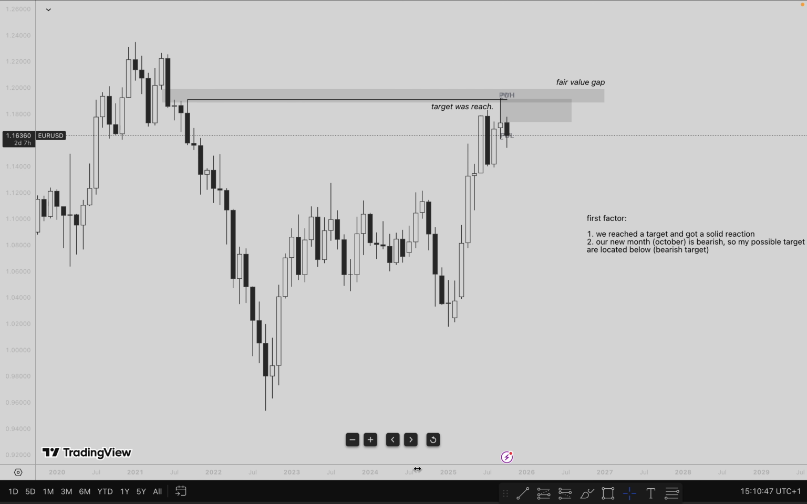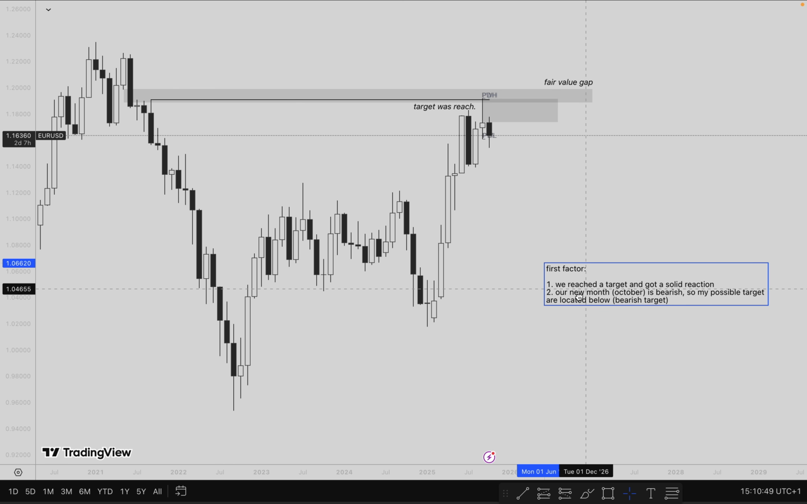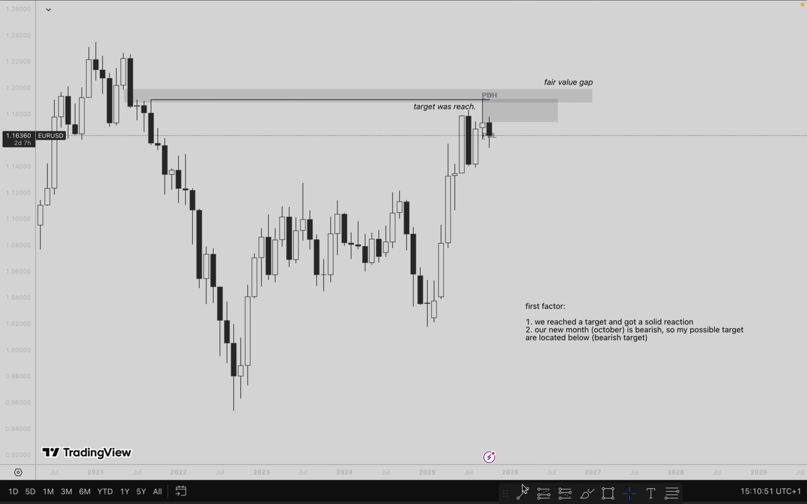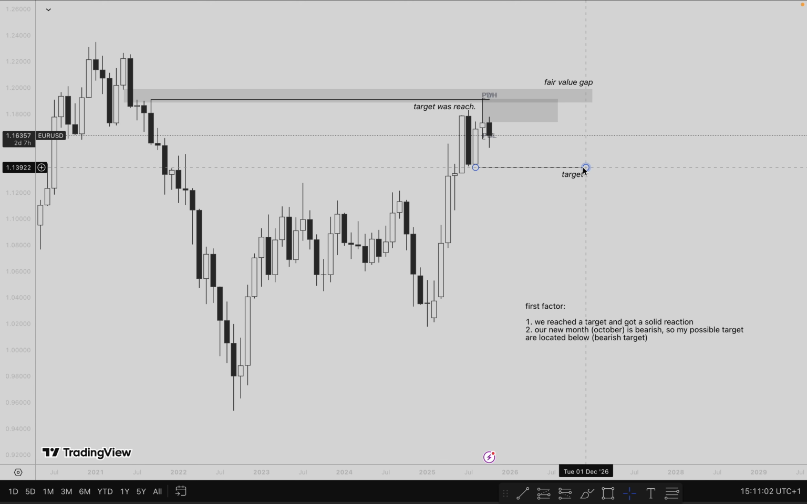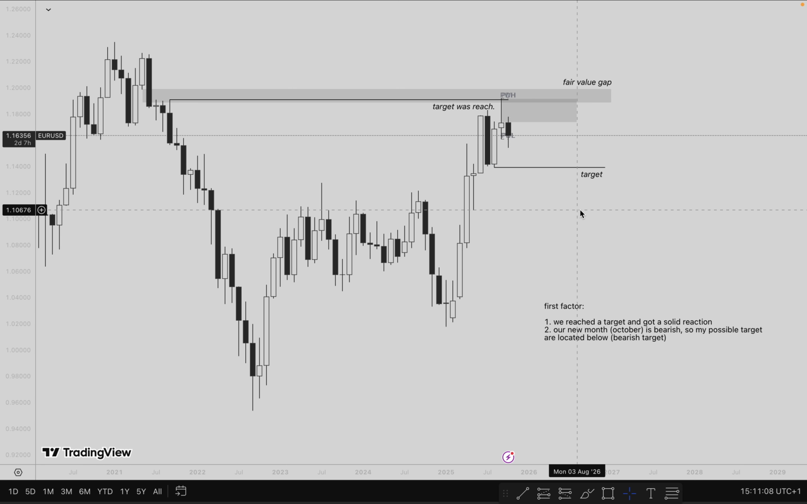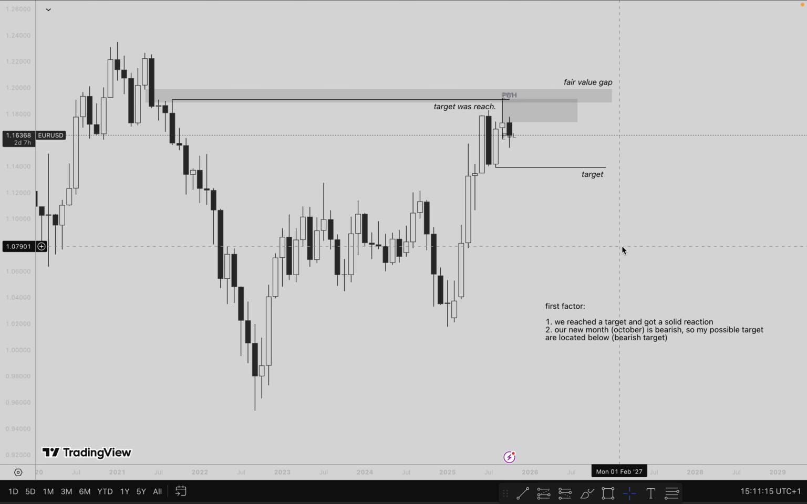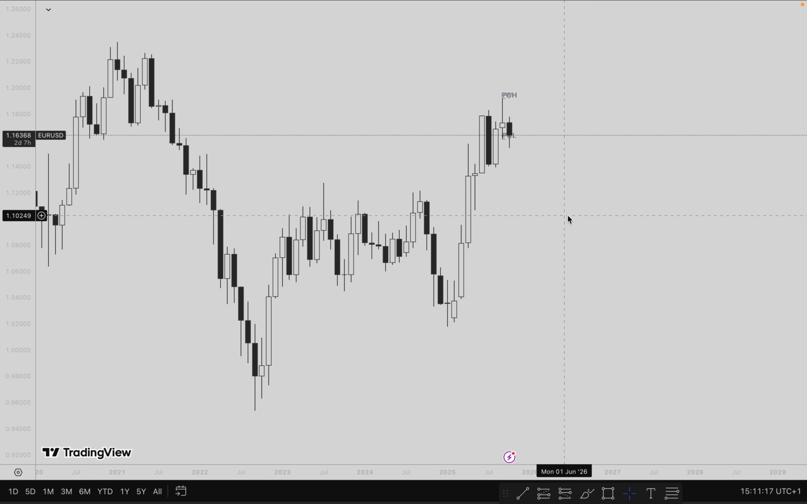As a target, I usually choose external or internal liquidity. The closest external liquidity that we can see right here is this fractal. So this will be my main target for this month, if we are talking about the short movement, the bearish target. After seeing everything and getting everything clear on the monthly chart, I next move to the weekly chart.